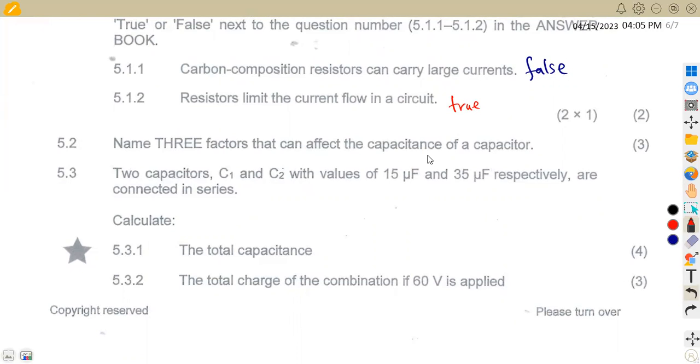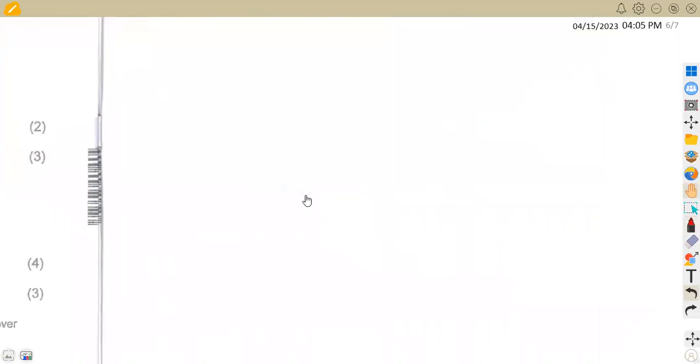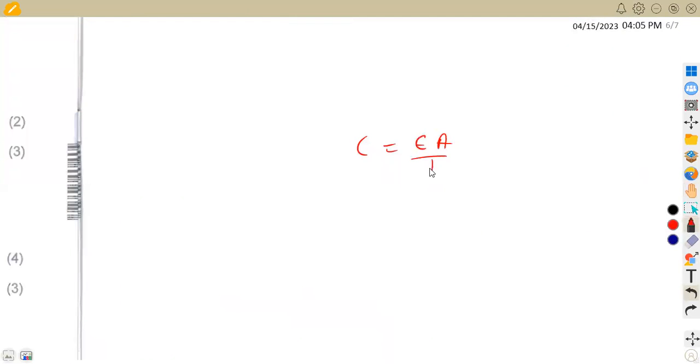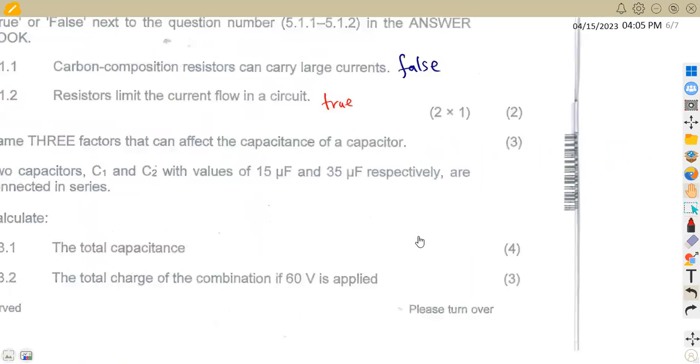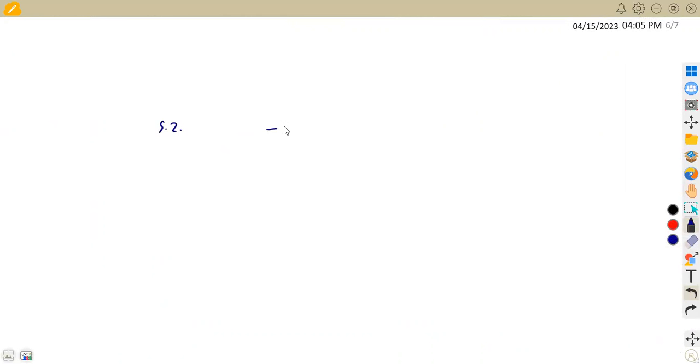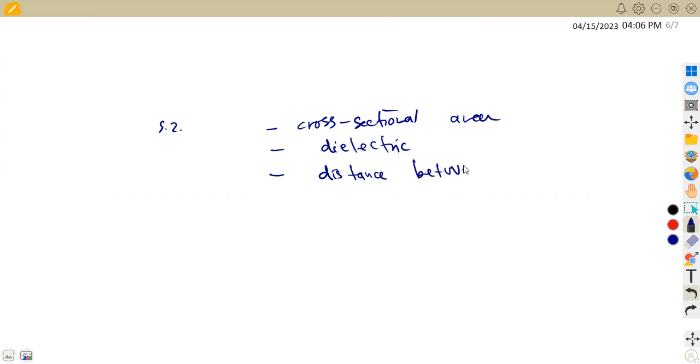Name 3 factors that affect the capacitance of a capacitor. All right. On the capacitance of a capacitor, we remember that the capacitance is equivalent to εA over d like this. So we've got the dielectric, the area, and the distance between the plates. This is 5.2, sorry. So for our factors, we have the cross-sectional area. We have the type of dielectric that is being used, and the distance between plates, which is the d. If you know these formulas, it's important because you can take the factors from the formula. So that is what you're given in this case.